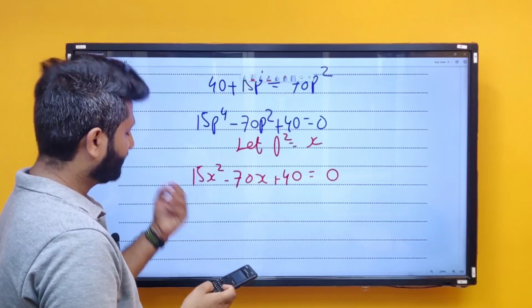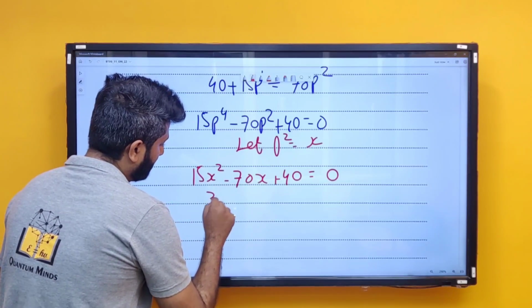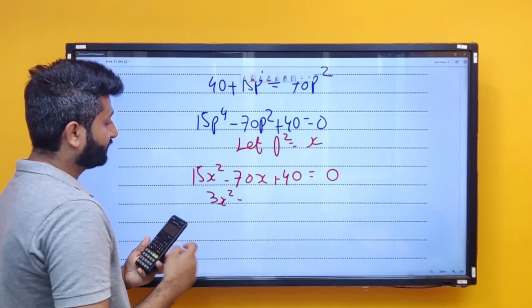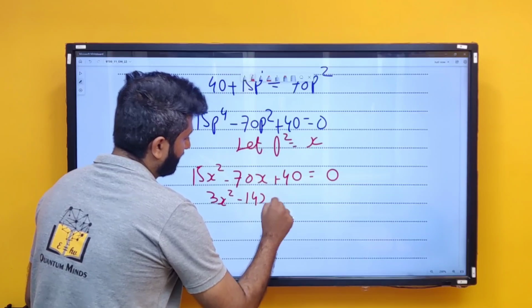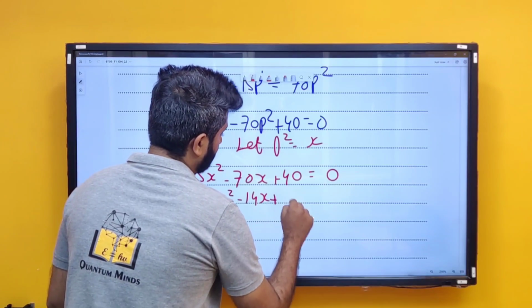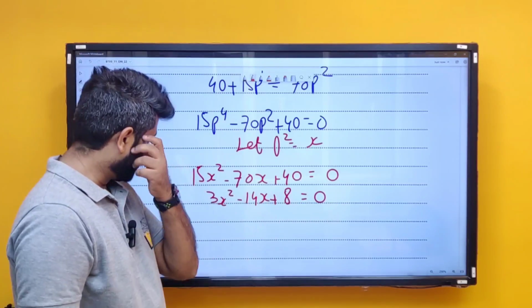Can we take 5 common? Yes, I think we can take 5 common. So this is going to be 3x square, and 70 by 5 is 14, minus 14x, and 40 by 5 is 8, equals 0. So 8 3s are 24, right?